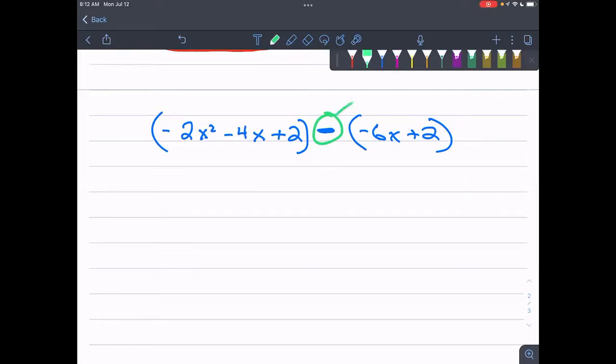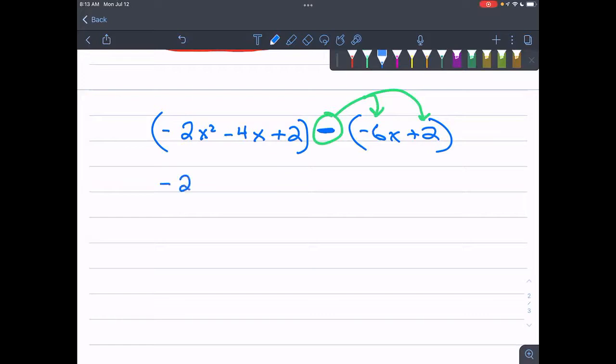So a couple different ways you could look at this. You could think of it as distributing a minus through there. So minus negative 6x is going to be a plus. When you distribute the minus to the positive 2, a negative and a positive is going to make a negative. So hopefully you can keep that in mind, that the negative is distributed through.